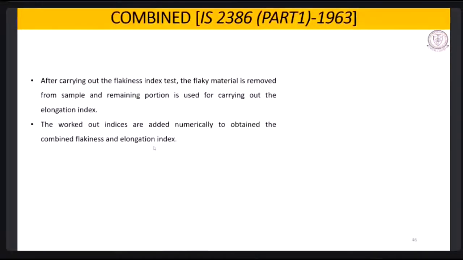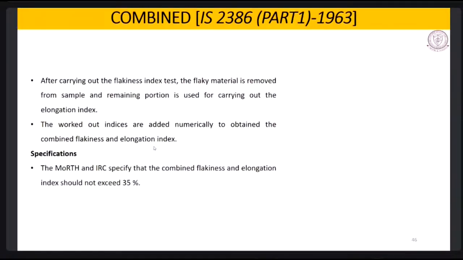A non-flaky, non-elongated particle is neither flaky nor elongated. From the flakiness, we have calculated the flakiness index. From the elongation, we have calculated the elongation index. The ratio of their weights will give you the flakiness and elongation index. The summation of that will give the combined flakiness and elongation index. MORTH and IRC recommend that the combined flakiness and elongation index should be within the limit of 35%.